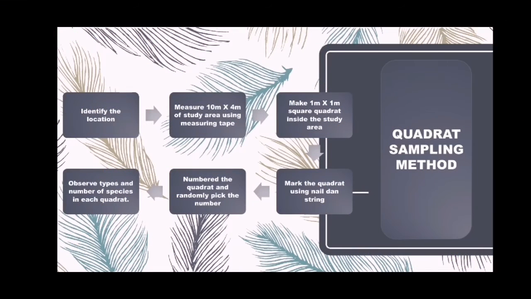Quadrat sampling method. First, identify the location and then measure 10 meters by 4 meters of study area using a measuring tape, and make 1 meter by 1 meter square quadrats inside the study area and mark the quadrats using nails and string. Number the quadrats and randomly pick the numbers. And last, observe the types and number of species in each quadrat.